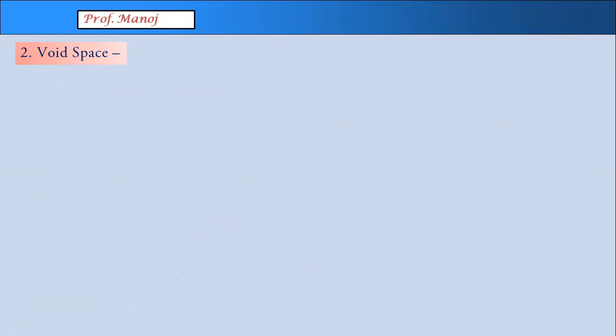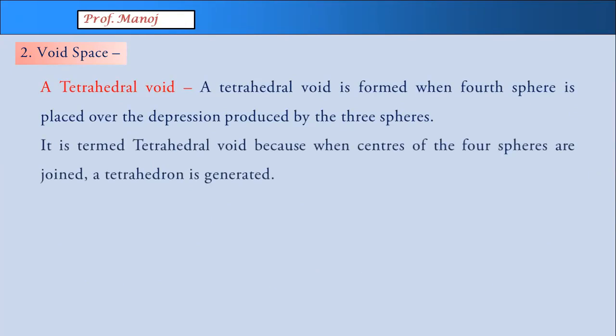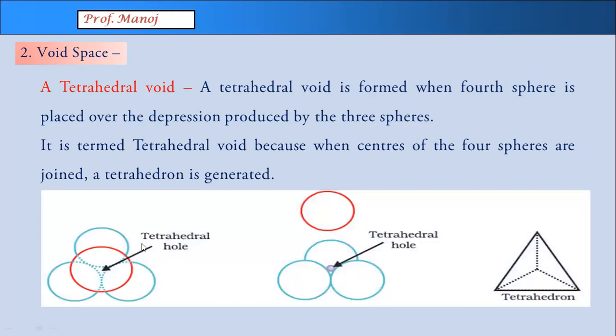Now we will take up the information on the tetrahedral void. What is a tetrahedral void can be seen with this diagram. You see, these are the three atoms which are showing blue color, and on this, the fourth atom is placed. This first diagram which you see is a top view. Please understand, this is a top view. Second diagram is a front view.